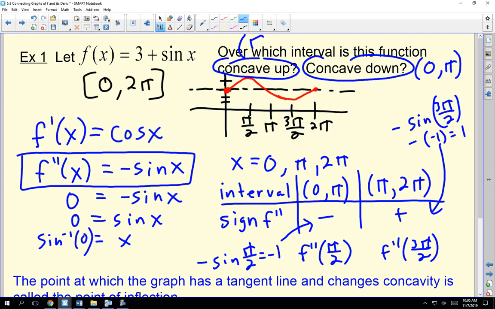So from pi to 2. That's it. That's the concavity. That's how you figure out concavity from the second derivative. So finish writing that down. And we're going to put it all together in the next example.